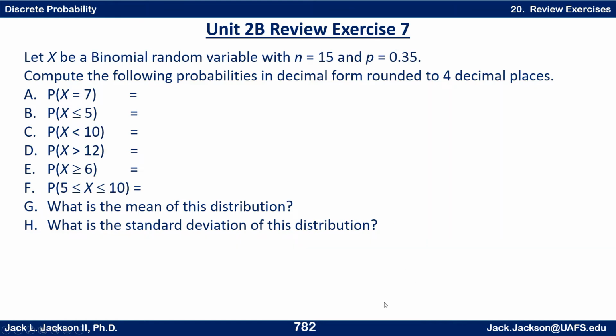All right, here's a similar problem, but this time for a binomial distribution. Let x be a binomial random variable with n equals 15 and p equals 0.35. Compute the following probabilities in decimal form rounded to 4 decimal places. So if you can do the last one, I think you should be able to do this one pretty easily too. Okay, find the probability that x equals 7, the probability that x is less than or equal to 5, probability that x is less than 10, probability that x is greater than 12, probability that x is greater than or equal to 6, the probability that x is between 5 and 10 inclusive, and then find the mean and standard deviation. Go ahead and work this one out.